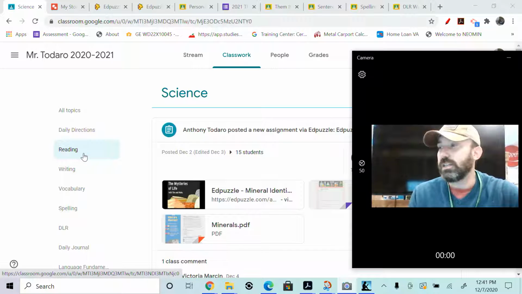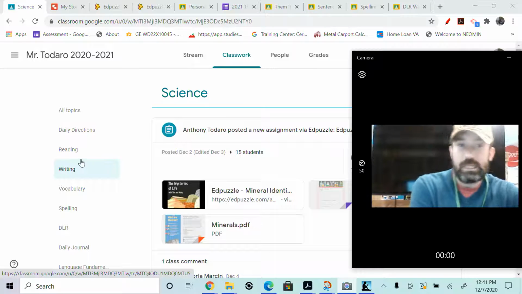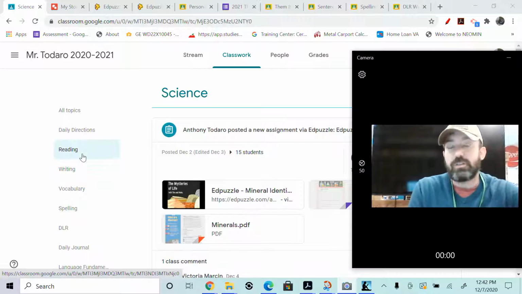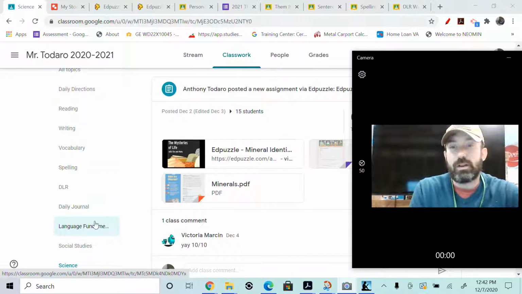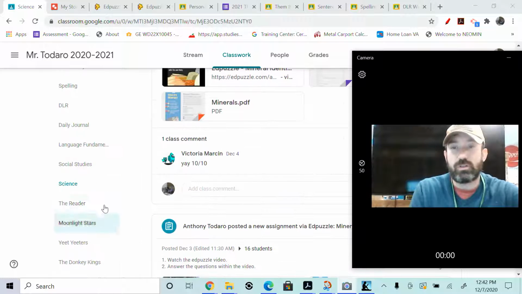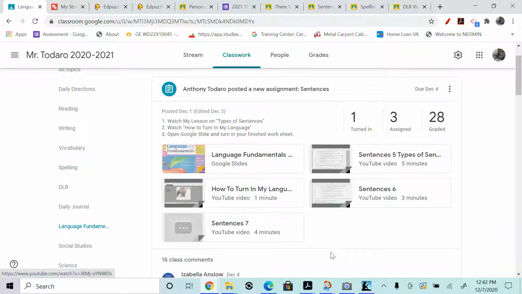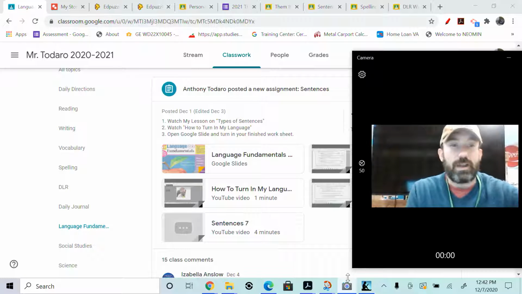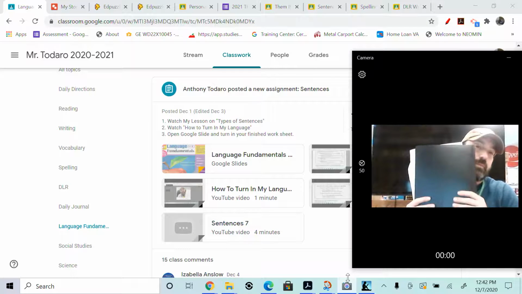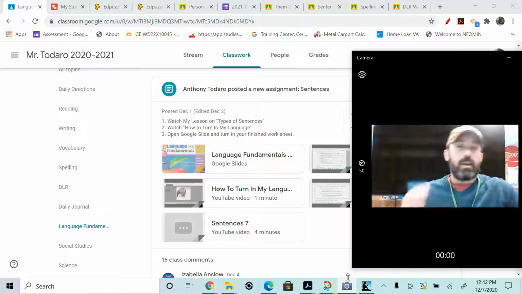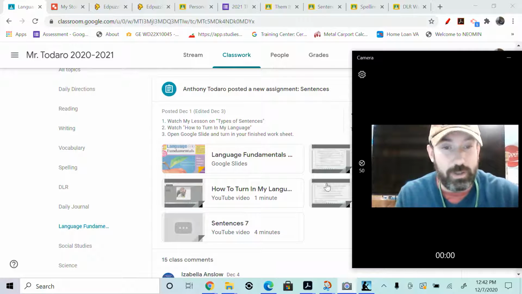The first thing that she needs to finish up: she did her DLR and she did her spelling. Good job, 30 points she got on each of those. Now I need her to do language fundamentals. That will be here under classwork. She'll go here, language fundamentals. It's sentences 5, 6, and 7. Those are found in her black notebook or folder, and I did the lesson for each one of those.